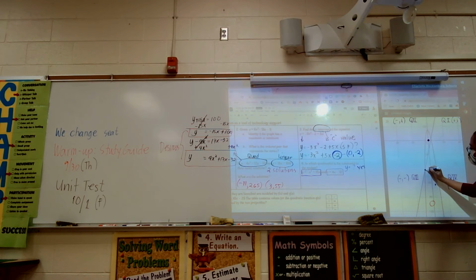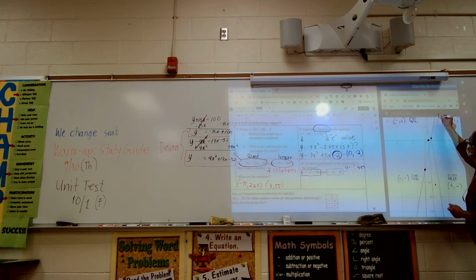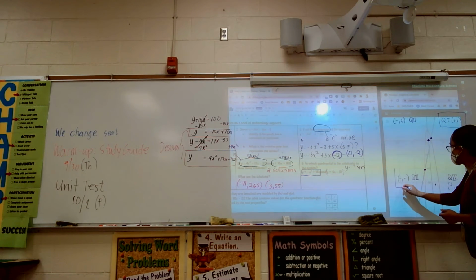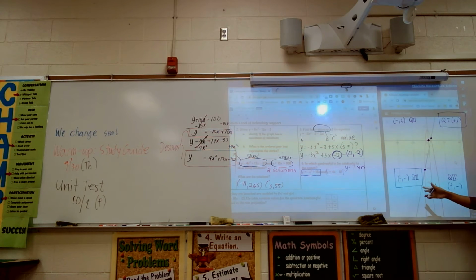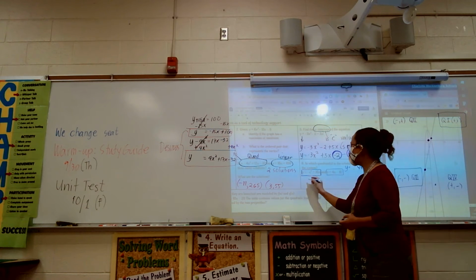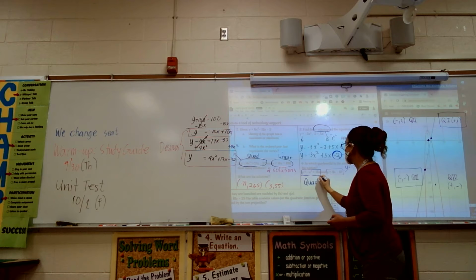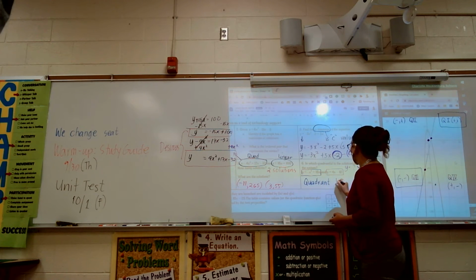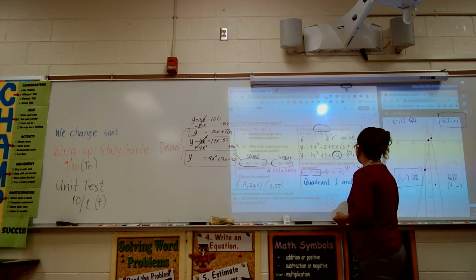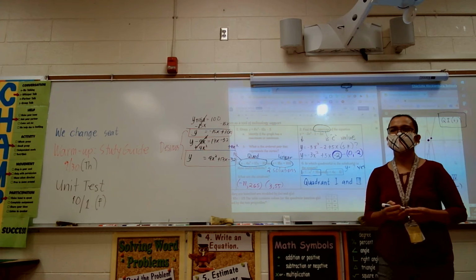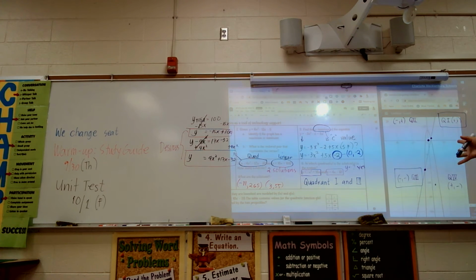Now, we need to find this and we need to find that. What quadrant did they fall in? In which quadrant? 1 and 3. Okay. So they fall under quadrant 1 and quadrant 3. So that's the answer. Mr. Romero, you might want to, because this is their first time to hear the quadrant.